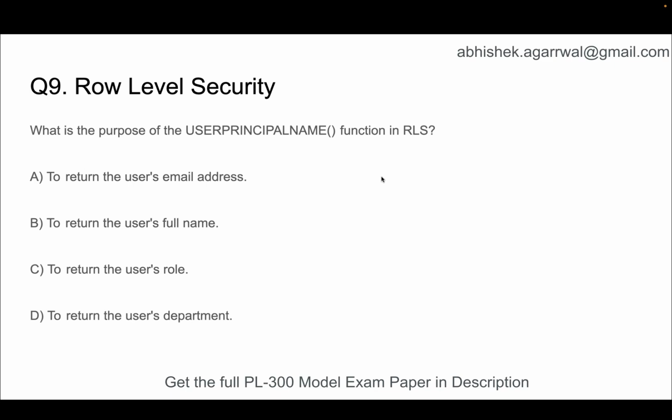If you don't know this, then it will be difficult for you to really configure the security, right? So make sure you check it out, do a bit of research if you are not already aware as to what is the purpose of user principal name, and have an understanding of why this particular function is very important from a row level security perspective.